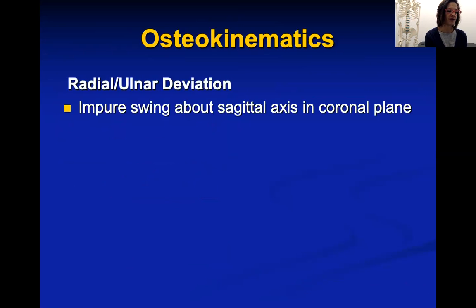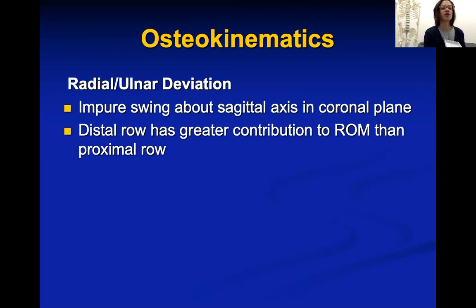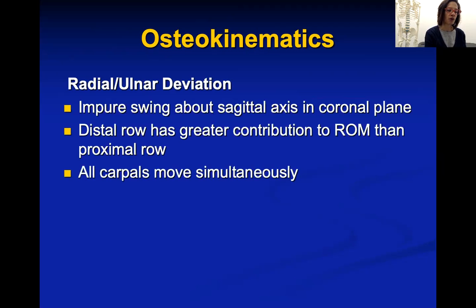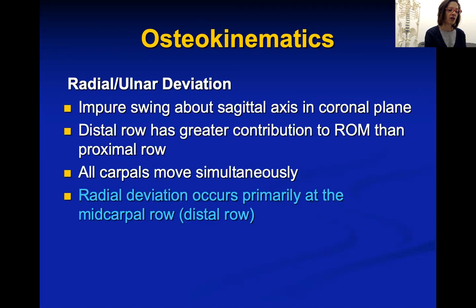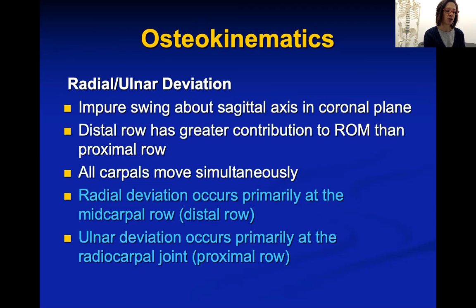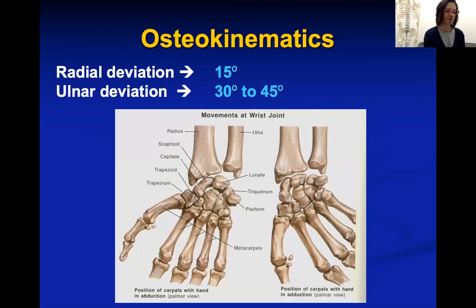In radial ulnar deviation, so it's an impure swing about a sagittal axis in a coronal plane. Of course, so then we're going to have their axis going sagittally, or if we were in our anatomical position, then it would be this way, and the radial deviation toward the radius, and ulna this way. Distal row has greater contribution to range of motion than the proximal row. All carpals move simultaneously. So radial deviation occurs primarily at the midcarpal row. Ulnar deviation occurs primarily at the radiocarpal joint.